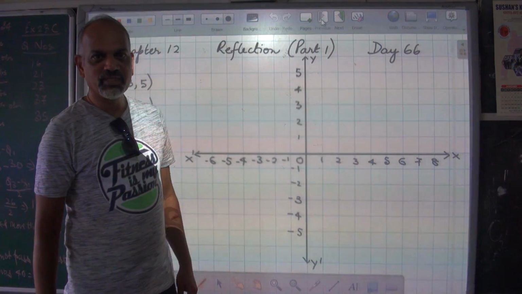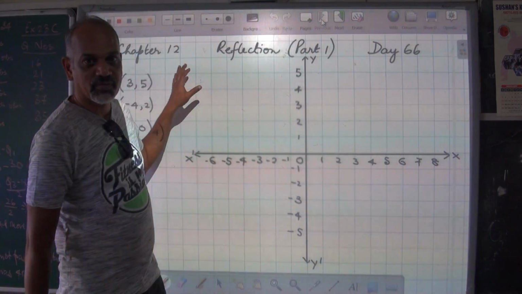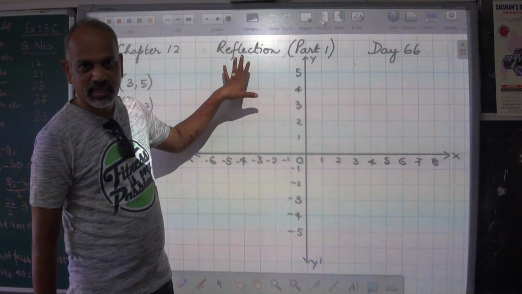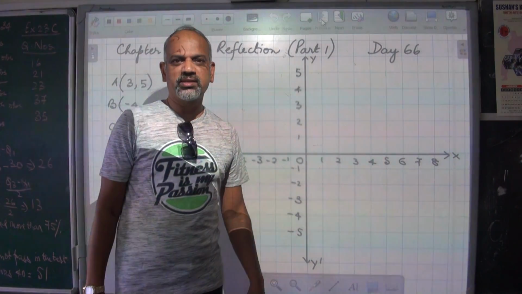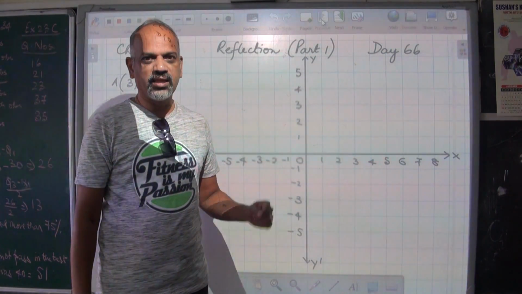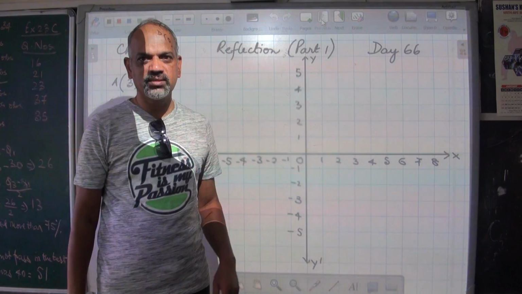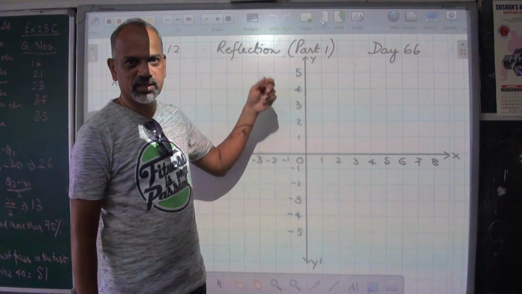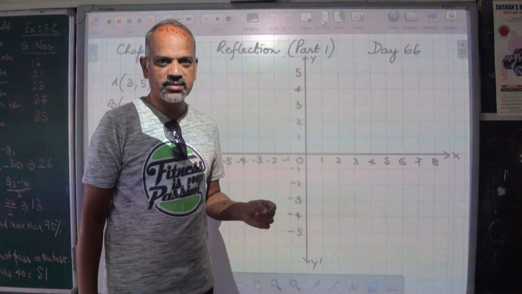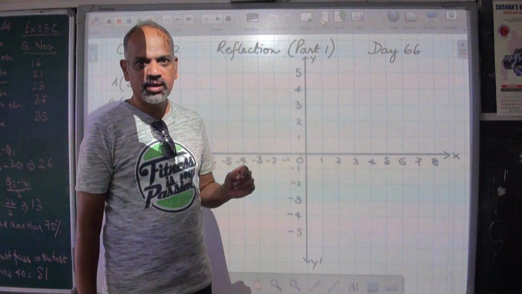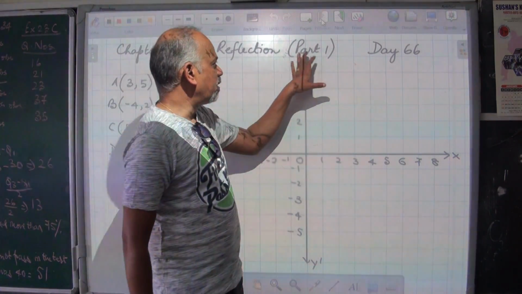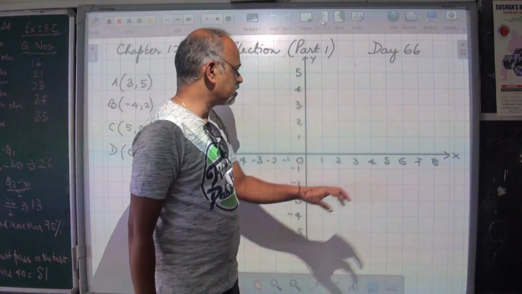This is a new chapter that we are going to start. This is chapter number 12 on reflection. Here, reflection is the reflection of a point either on the x-axis or y-axis or the origin. That's what you're going to see in this chapter. Reflection either on the x-axis or y-axis or the origin. Okay. So this is part 1, day 66.